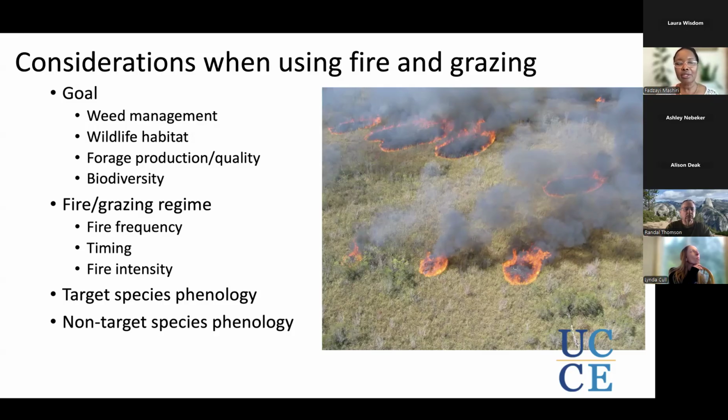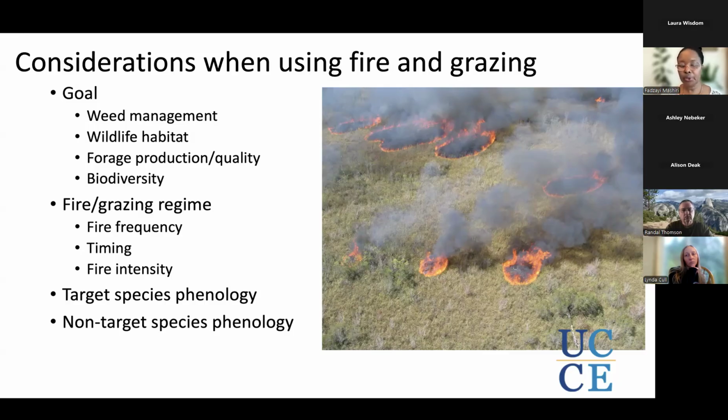And the other thing that you could also consider is the non-targeted species, the more desirable plant species. Is there any way you can find a window of burning or grazing where the targeted species or the weed species is more vulnerable, while the other ones are not?